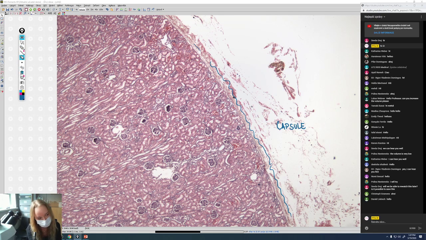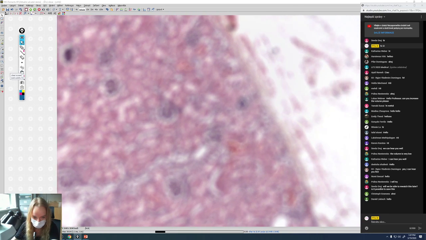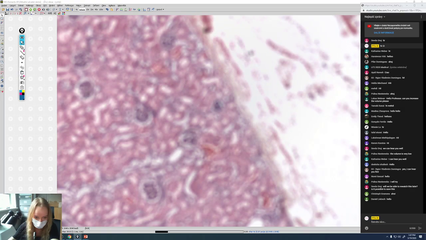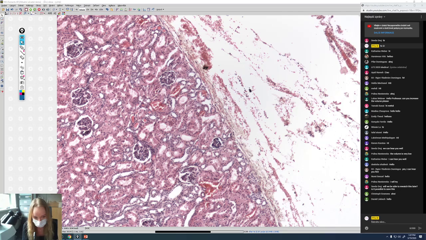I tried to draw it, but like you can imagine, I'm going to put the focus on the capsule right now. And this capsule that is around the kidney is made of irregular dense connective tissue. Yeah, so this is the capsule. Irregular dense connective tissue about the kidney.